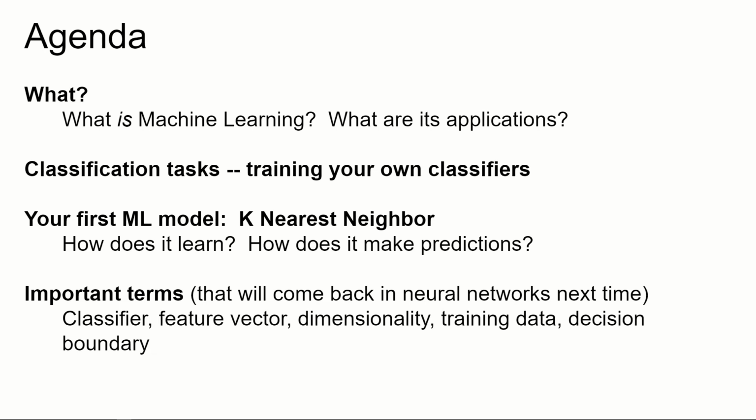And some important terms that we'll introduce that will keep coming back as we look at new models, especially neural networks. The idea of what is a classifier, what's a feature vector, what is dimensionality and why is it important, what is training data, what's test data, and what's a decision boundary. Okay, so let's dive in.